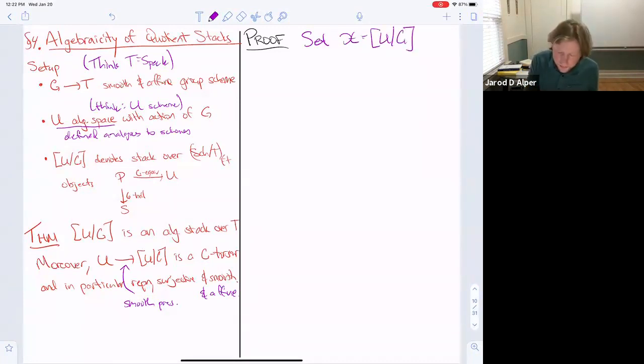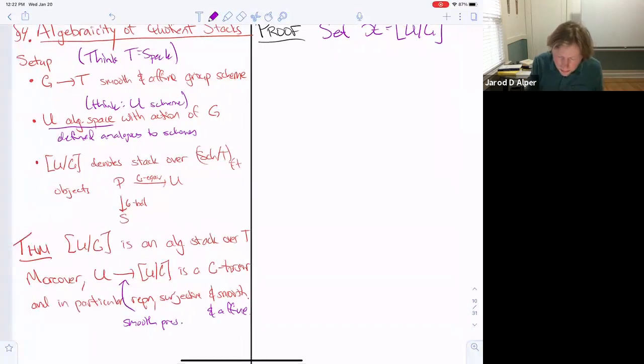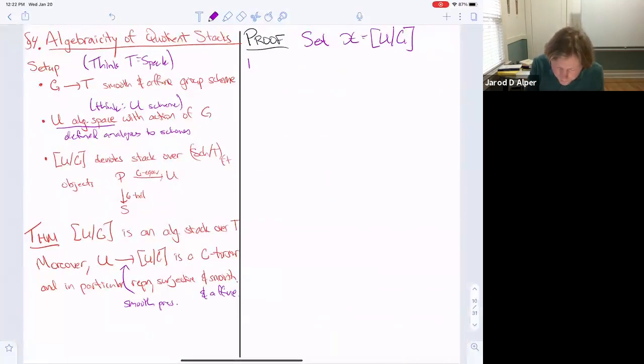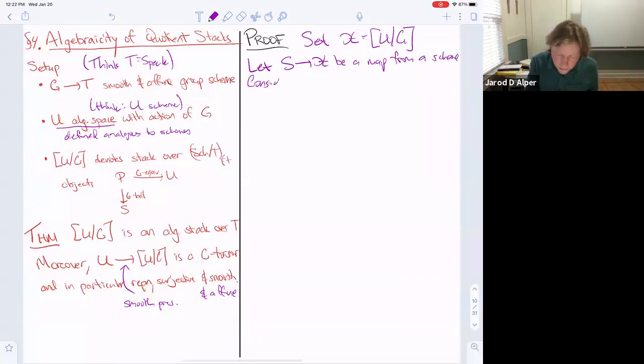And let U be a map from a scheme. And we can consider, so I do have a morphism from U to U mod G. And, oh, sorry, that was written as X, right? U mod G. And then if I take S to X, let's define the fiber product as U_S.